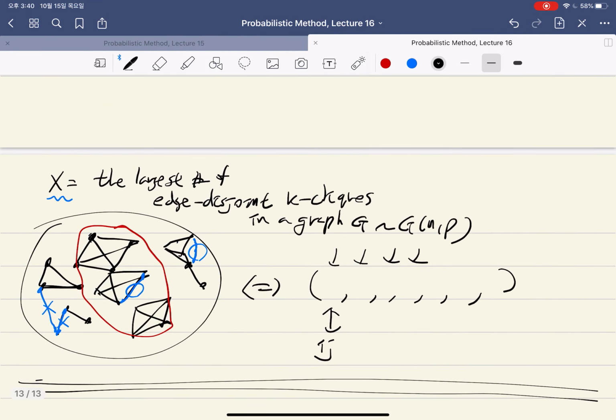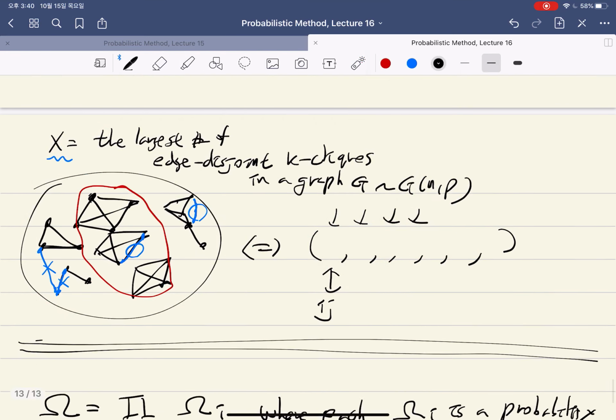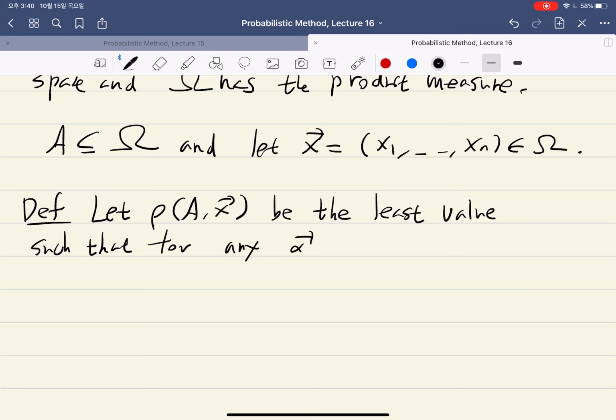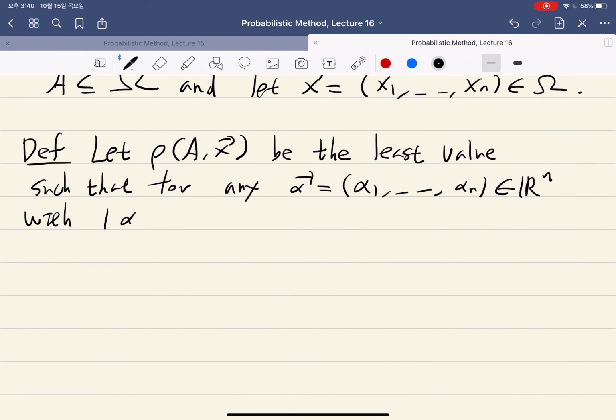As explained before, depending on the application, some coordinates might be more important and some less important. So motivated by that, we define the following definition. Let's say rho of A, comma X, be the least value such that for any alpha, where alpha is a weight, so this is a weighted Hamming distance. Alpha is a weight which indicates how important its coordinates are, which is a vector with length 1.